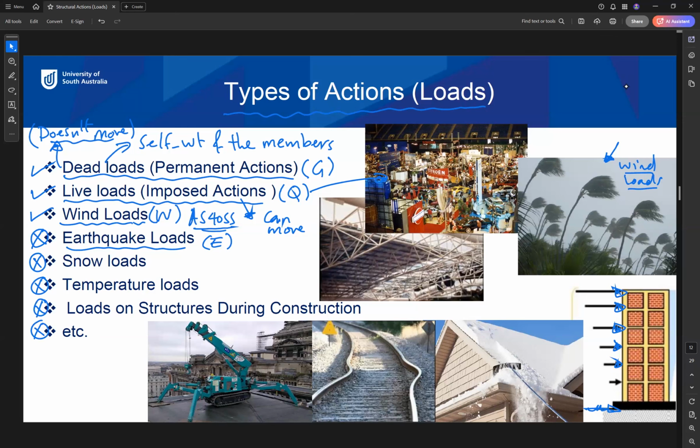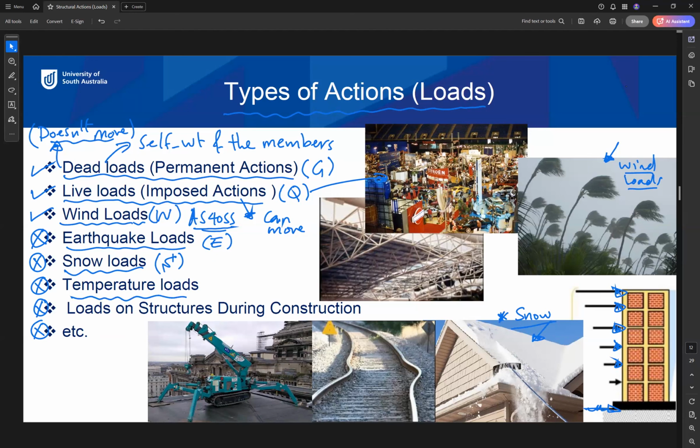Another type of load is snow load or S. In some states or in some countries that have snow in winter, we need to consider the weight of snow resting on roofs in winter, and it needs to be included in your design.